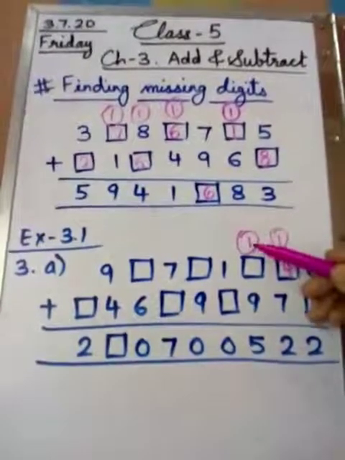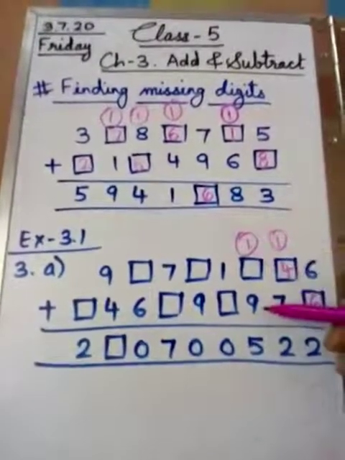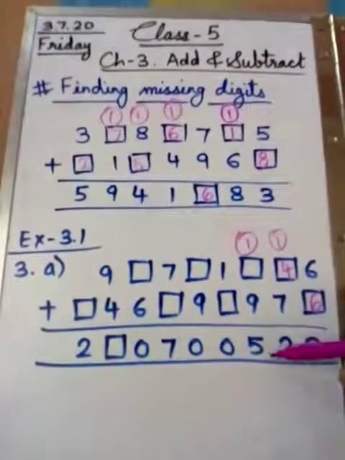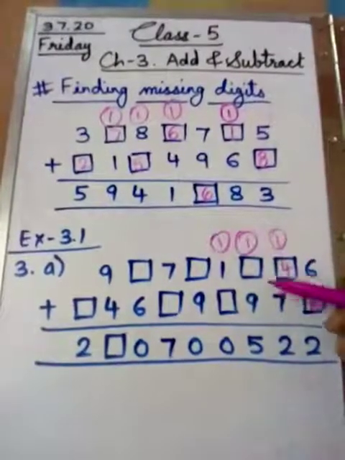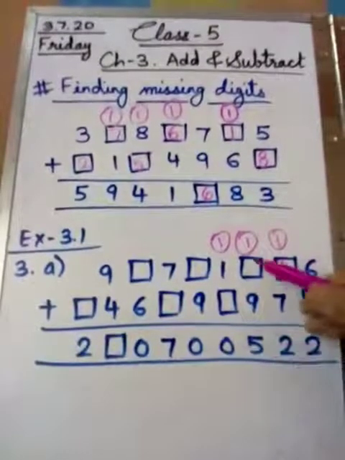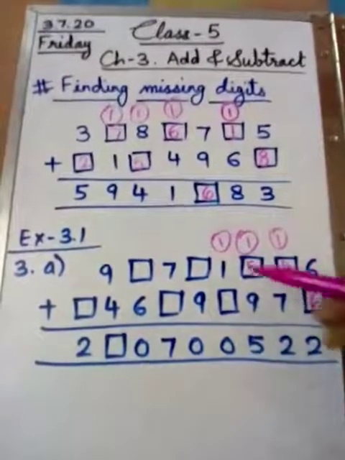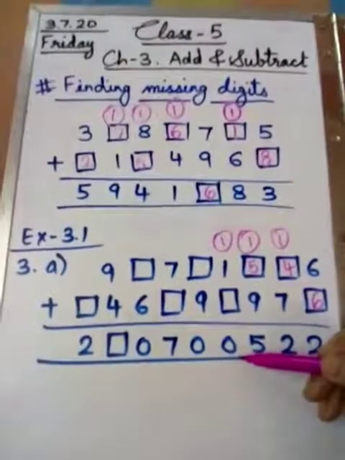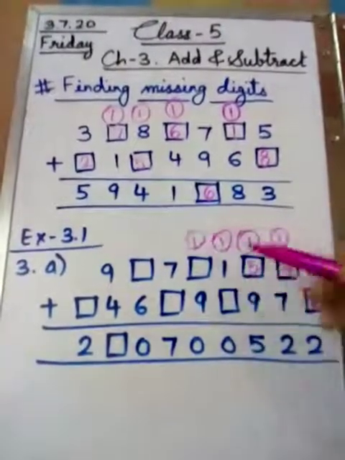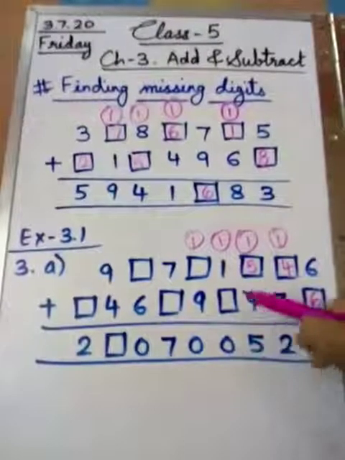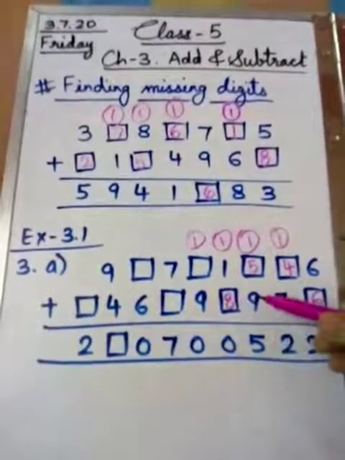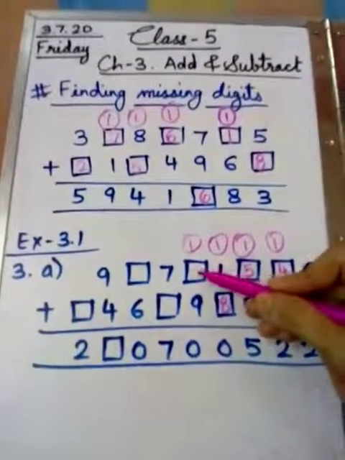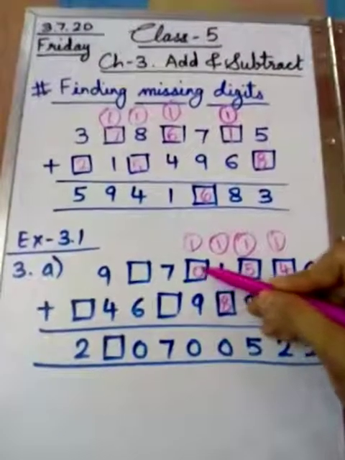Fine. Now going to the next place, 1 plus 9 is 10. 10 plus what is 5? Impossible again. So it must not be 5, it must be 15. So 10 plus what is 15? You are right, 5. Now 1 plus 1 is 2. 2 plus what is 0? It can't be 0, so it must be 10. So 2 plus what is 10? You are right again, 8. 1 plus 9 is 10. 10 means 0. That means a 0 should come here.